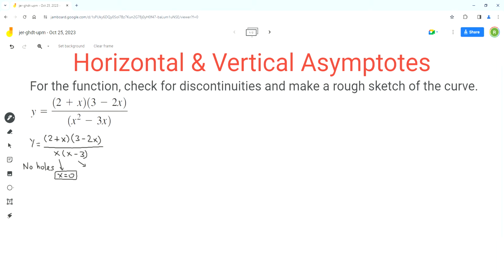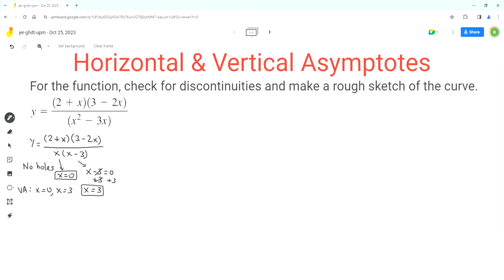And for the second one, we do x minus 3 equals 0. And then we add 3 to both sides. So the 3's on the left side get cancelled out. So we get x equals 3. So this is our second vertical asymptote. So in this rational function, there are two vertical asymptotes, x equals 0 and x equals 3.